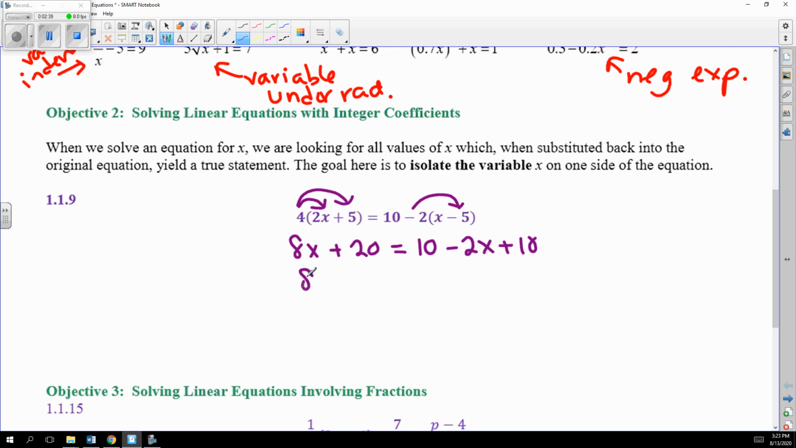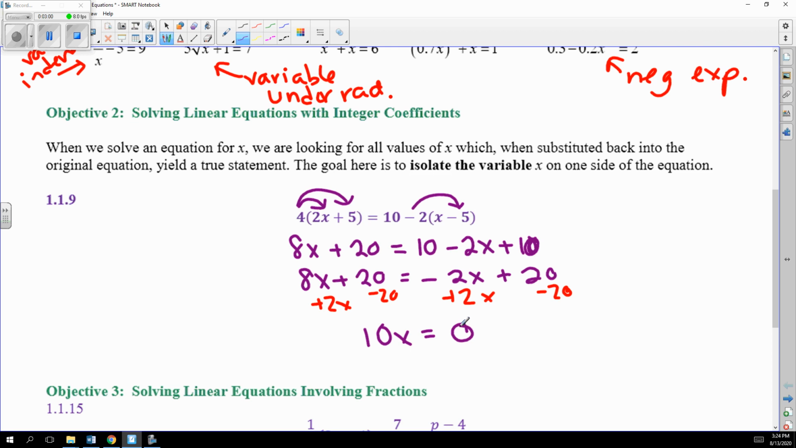And then I'm going to combine like terms on the right because there are a couple to do there. So I have negative 2x. And then remember that this was a 10 right here, so 10 and 10 is plus 20. I'm going to add the 2x to this side, and I'm going to subtract the 20 to move it to the other side. When we do that, we get 10x equals 0. Then you can divide both sides by 10, and you end up with x equals 0.